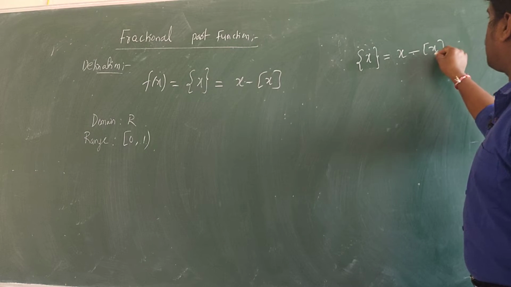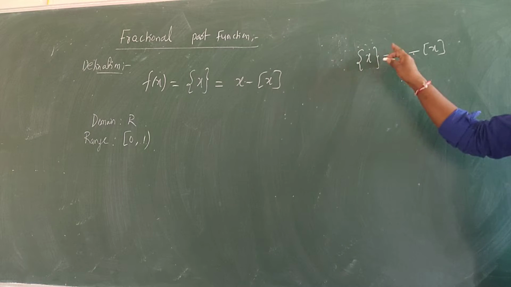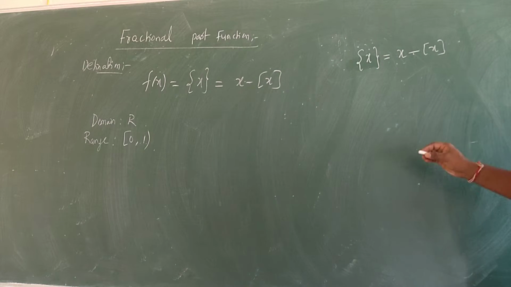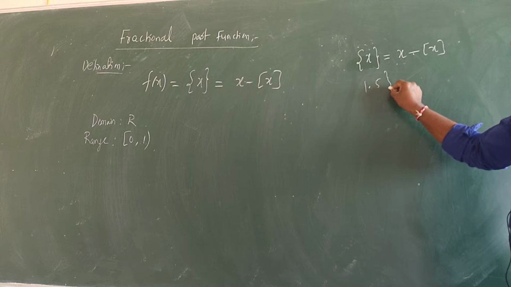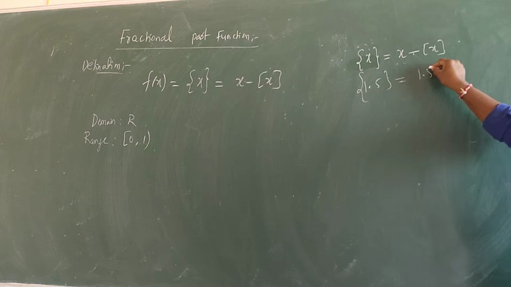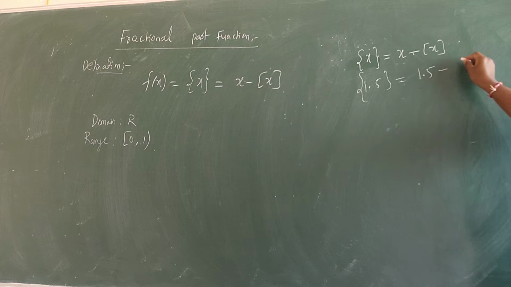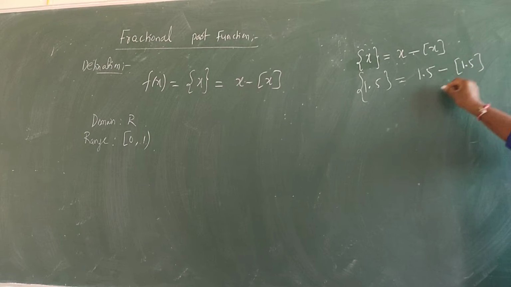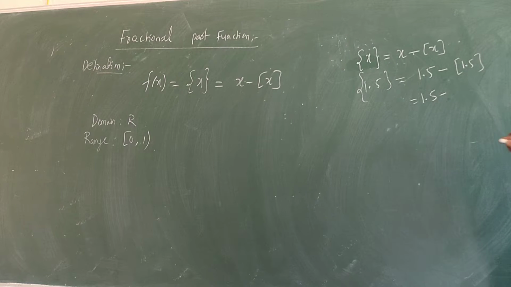Greatest integer means what? The greatest integer is an integer number. So suppose, for example, I'll tell you the meaning of this. Fractional part means what? 2 by 2, 3 by 4, like this. Suppose I said 1.5. This 1.5 can be written as, what I can write here? x number. Number is 1.5 minus greatest integer of 1.5. What I get here? 1.5 minus greatest integer of 1.5, which is 1. So 1.5 minus 1, how much?